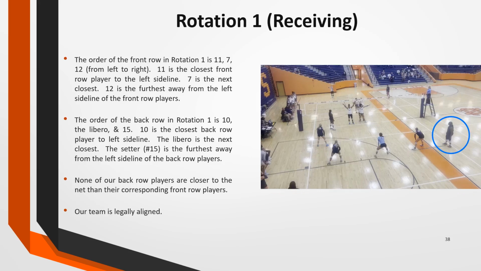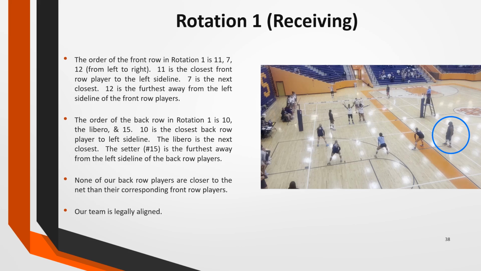Let's look at our team in blue, rotation 1, receiving. Order of our front row is still 11, 7, 12. 11 is the closest front row player to the left sideline. We can see that. 7, who's a couple of steps in front of her, is the next closest person to the left sideline. 12, who is next to our setter, is the furthest away from the left sideline of the front row players. We're good with our front row with respect to the left sideline.